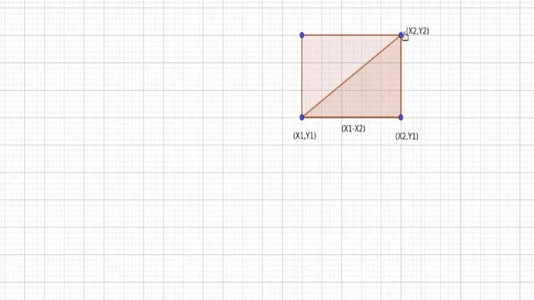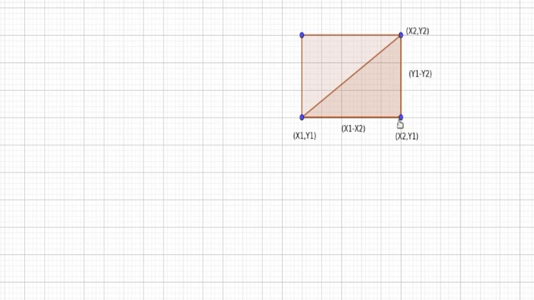Then the distance or the length of the line is equal to the difference in their y coordinates. Here the y coordinates are y2 and y1. Their difference is y2 minus y1. Okay, so y1 minus y2 or y2 minus y1, both are the same. Here the length is x1 minus x2 and the breadth is y1 minus y2.